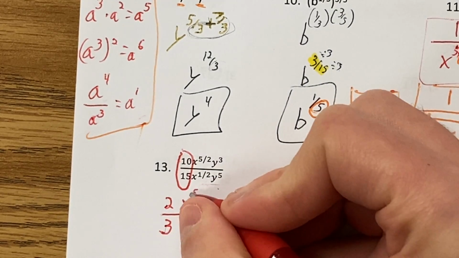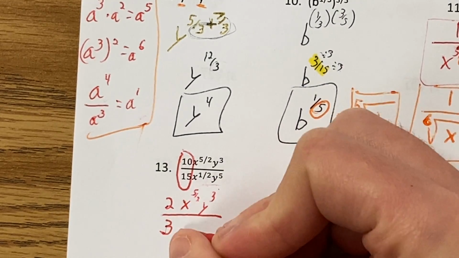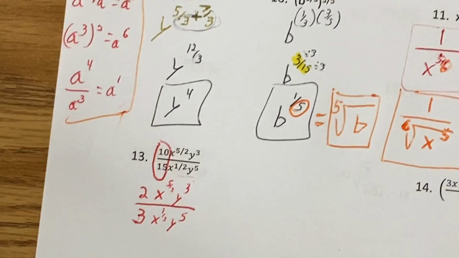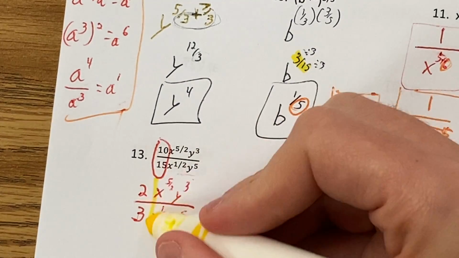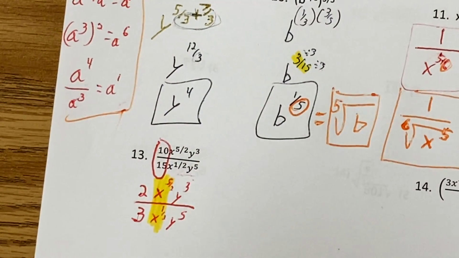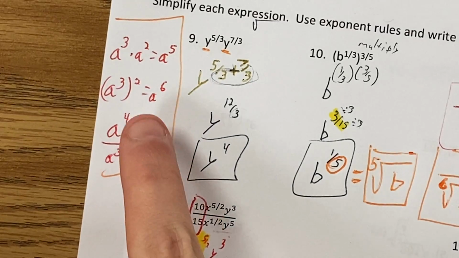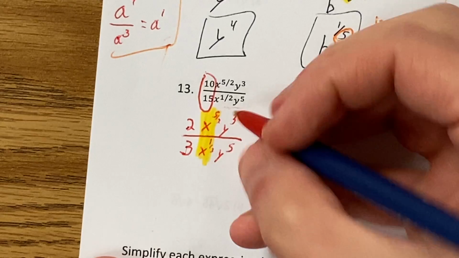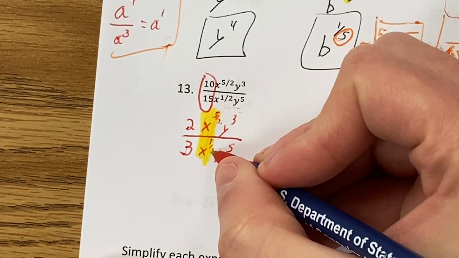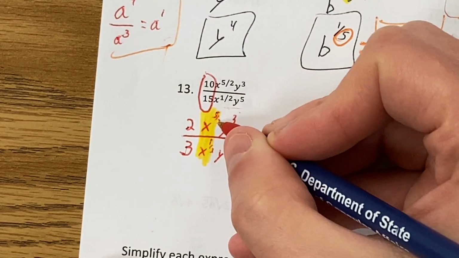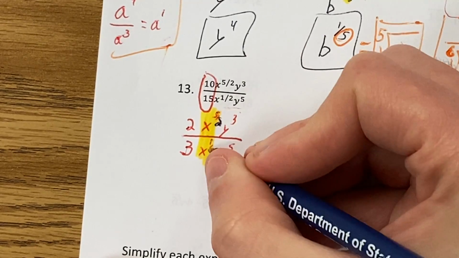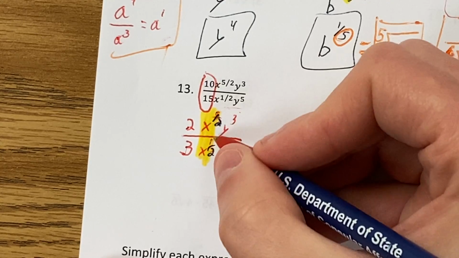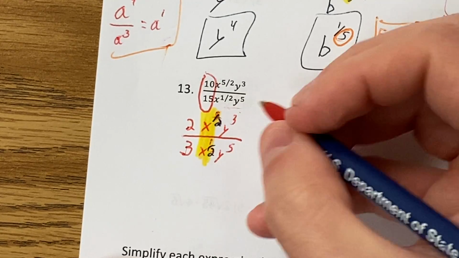And then you have this x to the 5 halves, y to the third, x to the 1/2, y to the 5th. So let's concentrate on the x's right now. This is division, and with division you are supposed to subtract the exponents. So 5 halves minus 1/2. Very lucky they have the same denominator. They're both over 2. So you can just subtract them. 5 halves minus 1/2 is 4 halves.